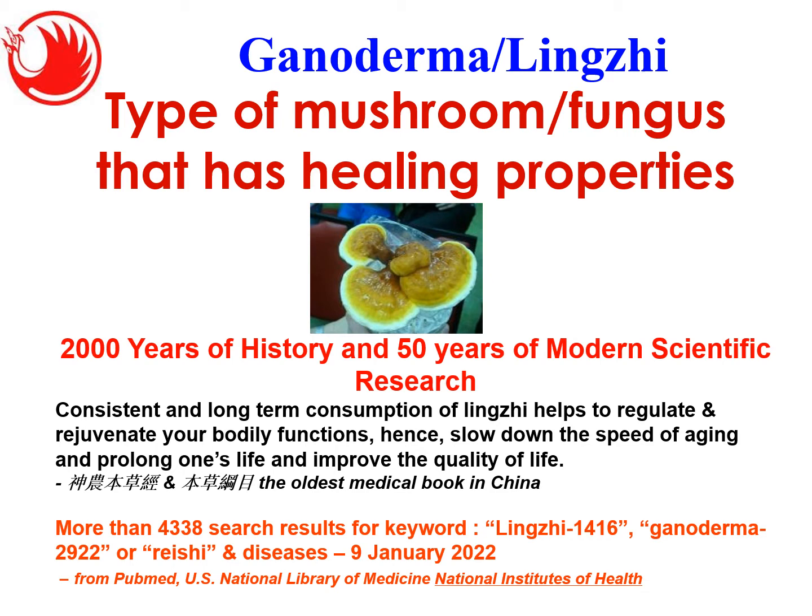What is Ganoderma? Ganoderma is also called 灵芝, and is commonly known as 灵芝. It's a very special type of mushroom that has healing properties, and it has been recognized as a medicinal mushroom for over 2,000 years. Its powerful effects have been documented in the two oldest medical books in ancient China, 神农本草经 and 本草纲目.